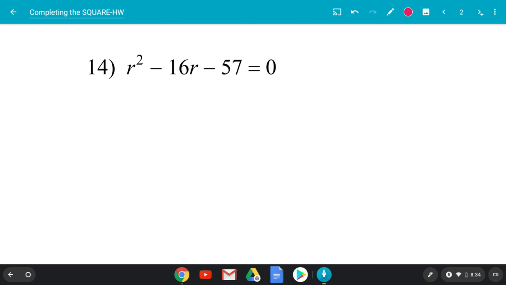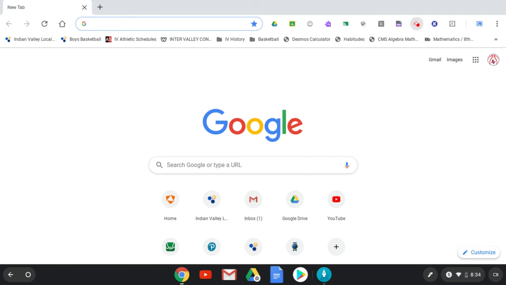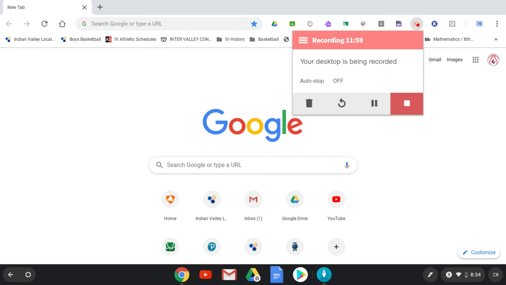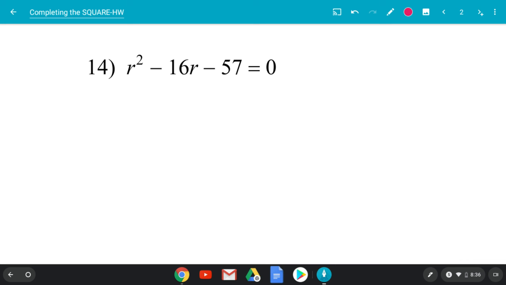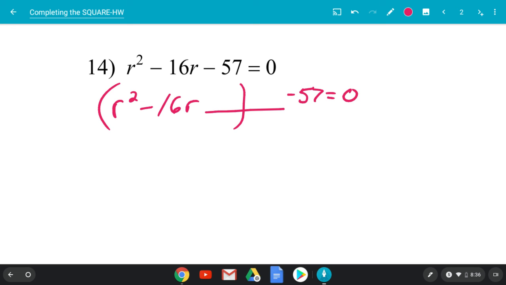Number 14. I'll give you a minute. And let's do number 14. Again, I've given you all ones that don't have a leading coefficient. That makes it a little bit easier here. So I rewrite my problem, r squared minus 16r, leave a space, minus 57 equals 0. Put a parenthesis around this, because that's where I want my perfect square trinomial to be.